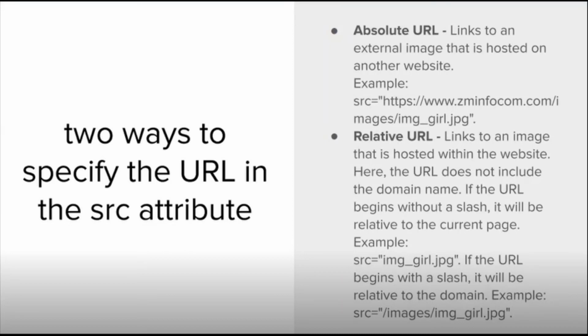A relative URL links to an image that is hosted within the website. Here, the URL does not include the domain name. If the URL does not begin with a slash, it will be relative to the current page. Example, src equals the image name. If the URL begins with a slash, it will be relative to the domain. Example, src equals / then the path of the image.